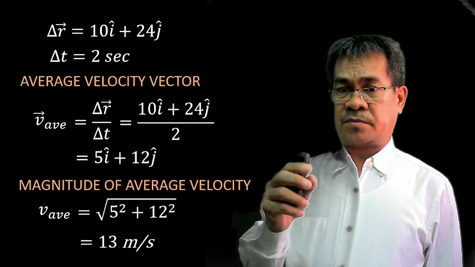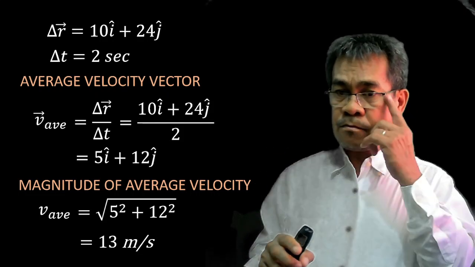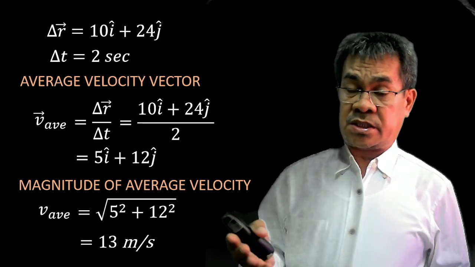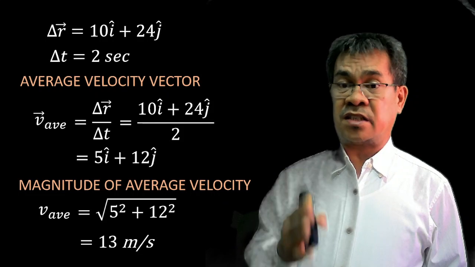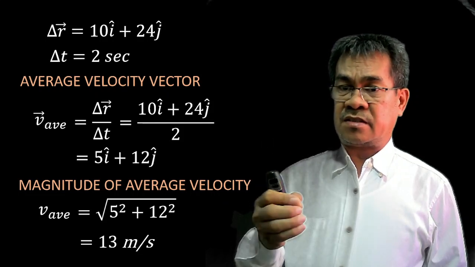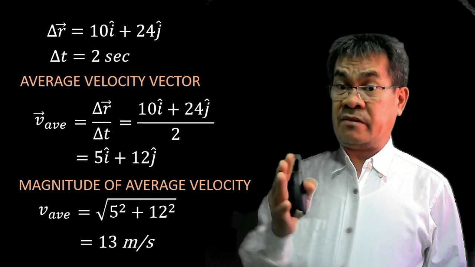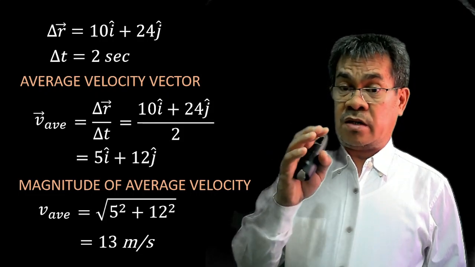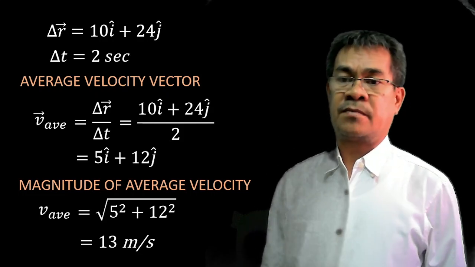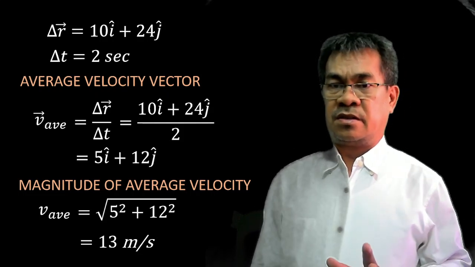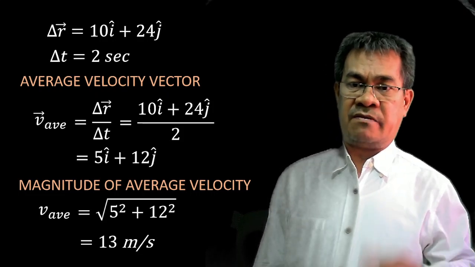Now, if you wish to compute the angle of this velocity with respect to x, then you can use the inverse tangent, with 12 divided by 5, meaning the y component divided by the x component, then you can compute the angle. Okay, so these are the solutions to the problem in finding the average velocity.